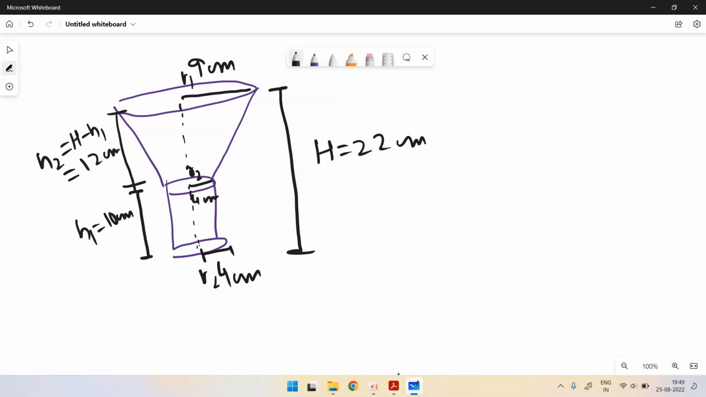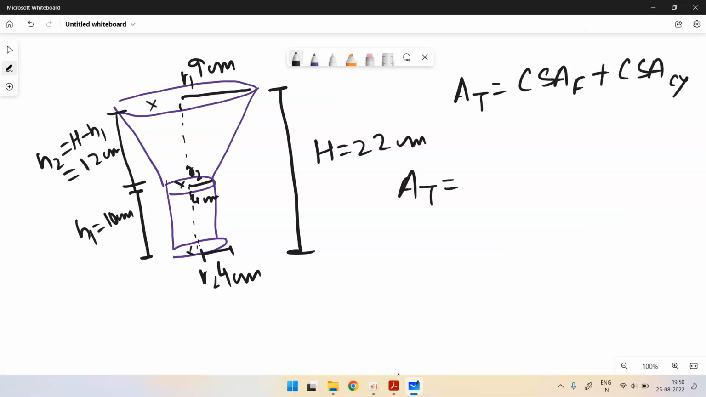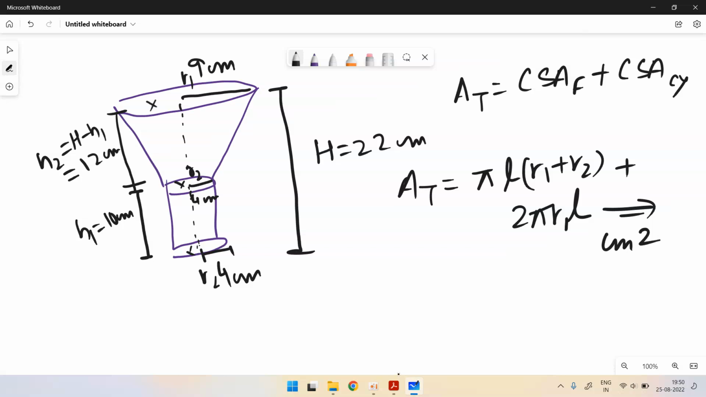Find total area, find total sheet required. See, this is a funnel. This will be empty. Nothing here. So the total area will be CSA of frustum plus CSA of cylinder. You already know that CSA of frustum is pi L times R1 plus R2, plus CSA of cylinder is 2 pi R L. R is nothing but R1 here. So you can solve, and this will be in centimeter square. Put the values, solve and get the answer. Simple.